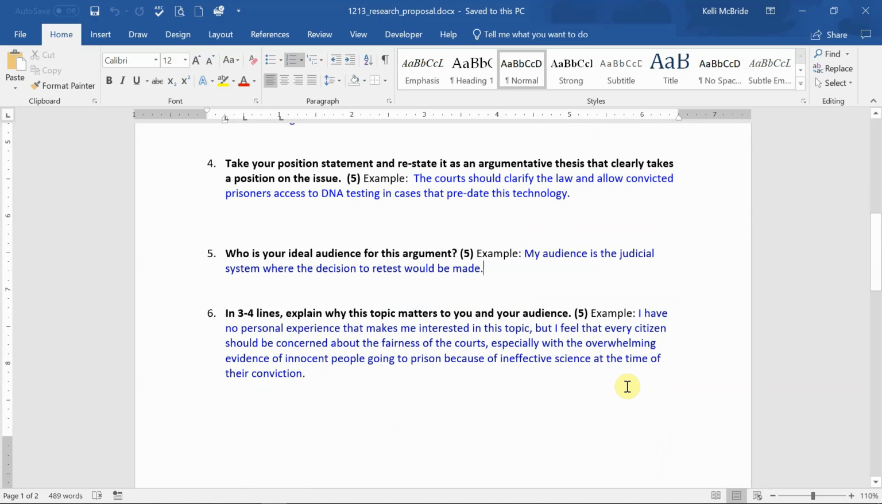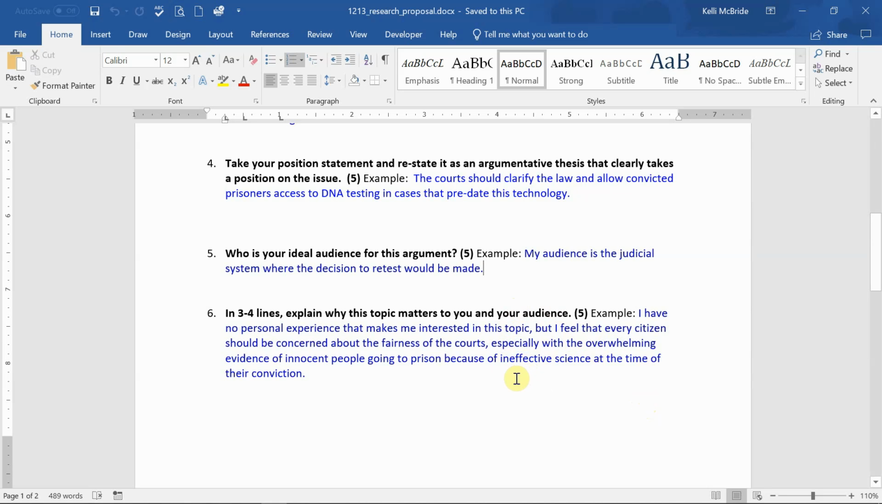Number 6 is a chance for you to then show me why it matters to you. So what is your personal interest here? And then why do you think it should matter to your audience? And I will say this is one that I oftentimes find students leave incomplete. They end up talking about themselves, but they don't indicate anything about why they think their audience should care.